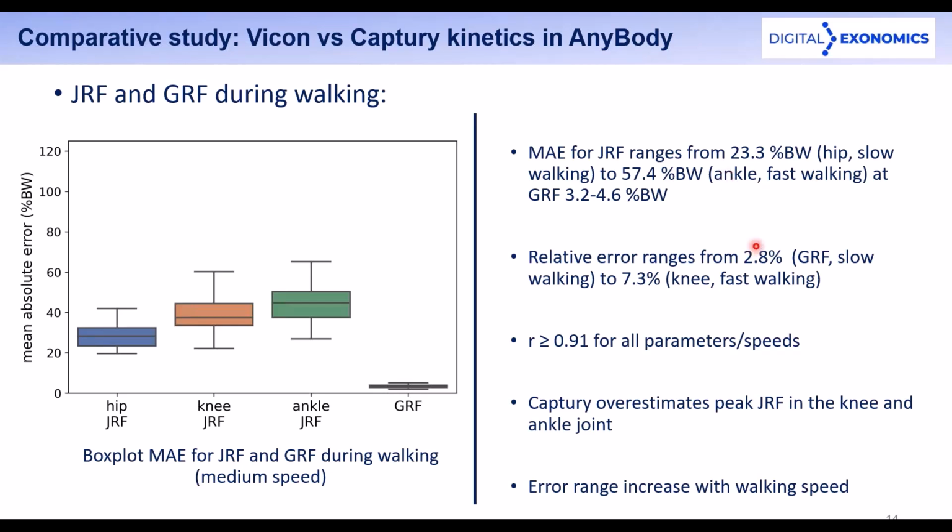But relative errors are still quite okay. So for the ground reaction force, lowest relative error we see is 2.8%, and the highest relative error we see is at the knee joint during fast walking with 7.3%. And again, correlation is quite high for all forces for all different speed conditions.